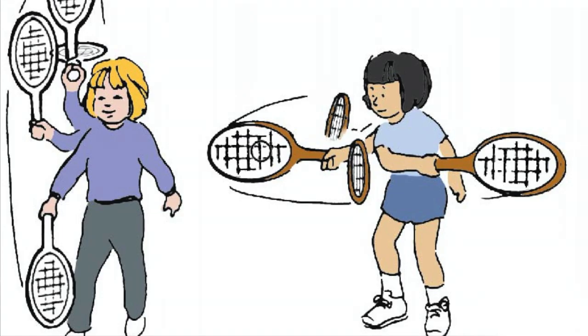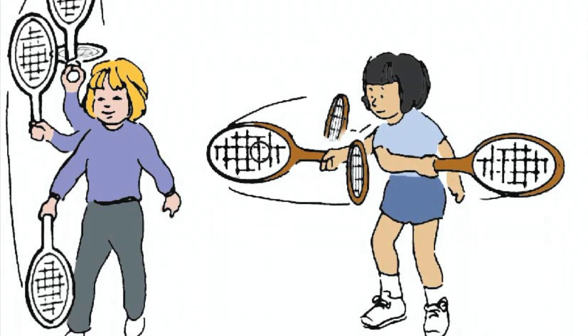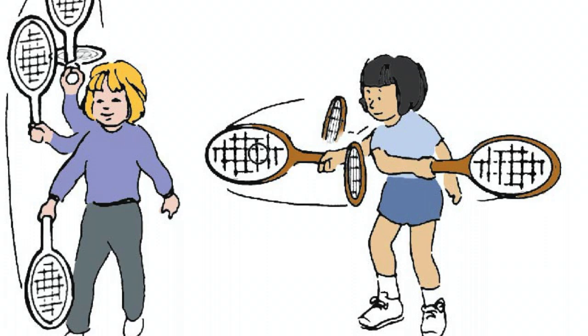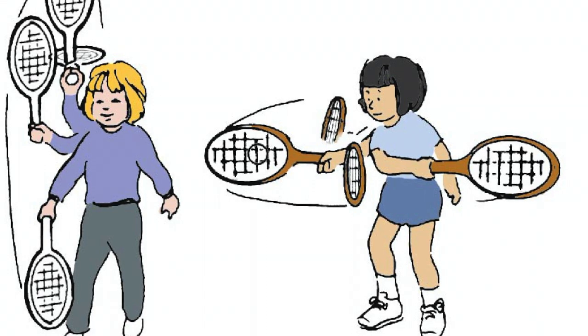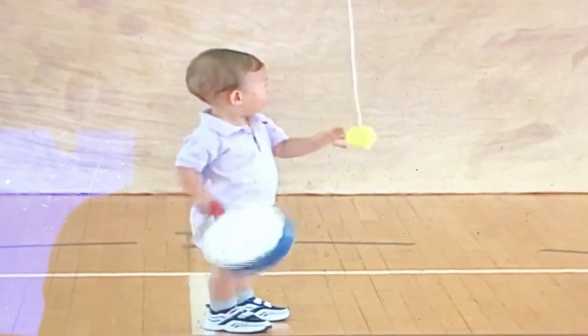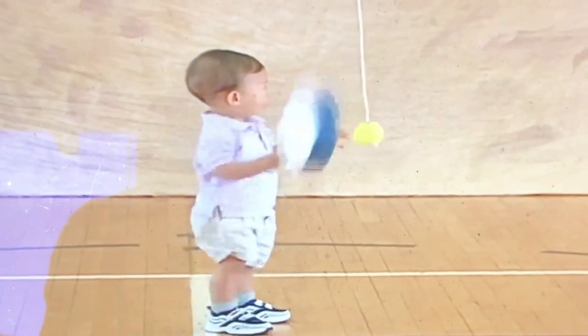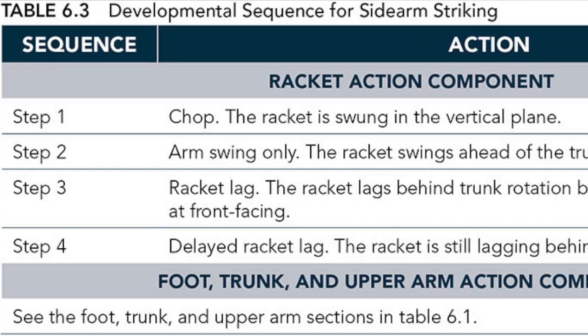Of the basic skills we've discussed so far, striking involves the most difficult perceptual judgment. It is difficult to assess striking of a moving object by young children. For this reason, teachers often adapt striking tasks for young children by making the ball stationary. Researchers often base the developmental sequences on striking a stationary ball. Table 6.3 shows the developmental sequence of the sidearm strike.